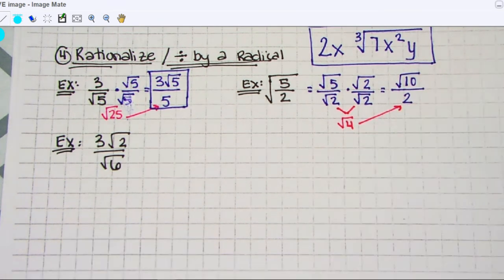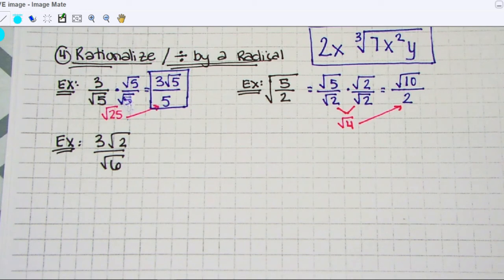If the square root doesn't go away, then there's no point to rationalize. That's the whole goal of rationalizing. You didn't actually change the numeric value of the fraction, you just changed its appearance. Okay.